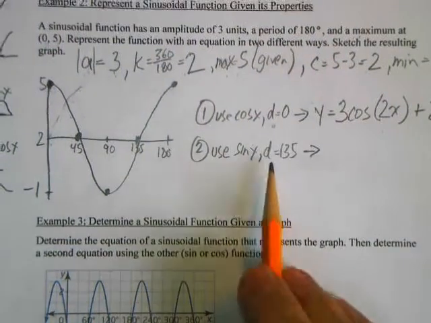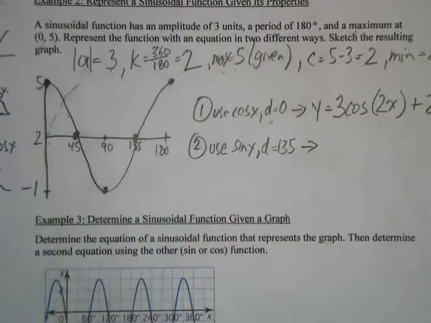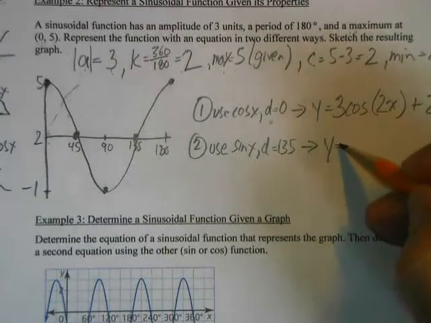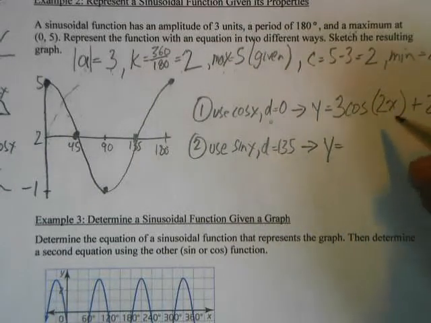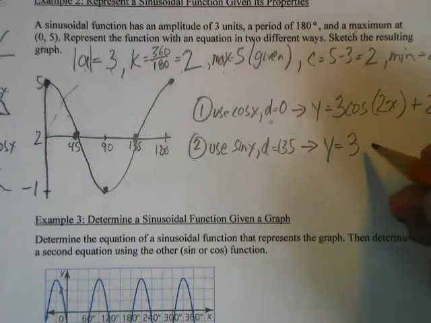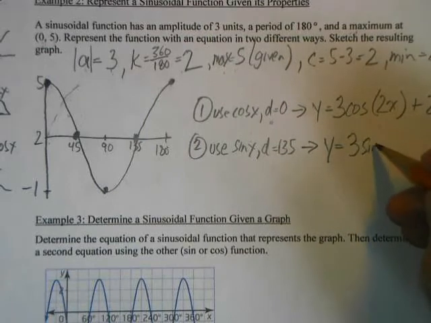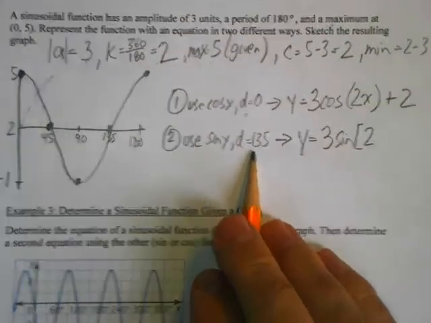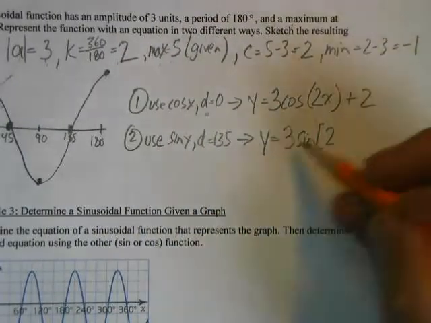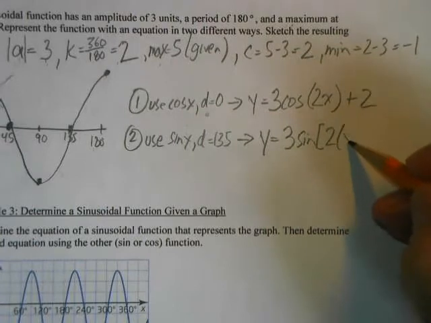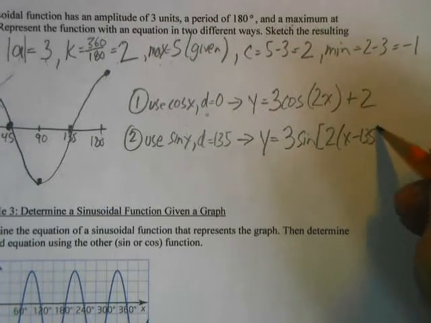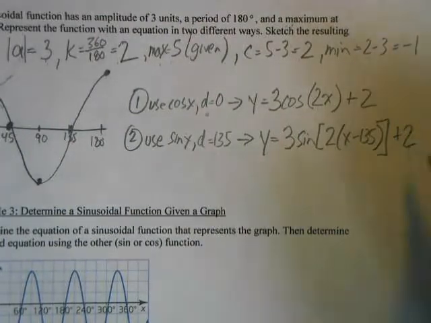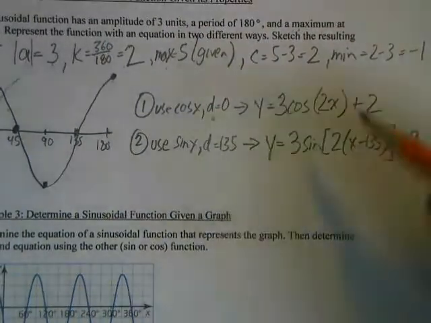So now I just use these along with my A, K and C values from above, and now the equation looks like this. So now it's 3 sine, and now I'm going to have my 2 from my K, but now that I've got a D value, I have to put it in brackets with the X. So it's X minus D, which means X minus 135, square bracket to end it off, and then my plus 2 from before. Okay, so hopefully you can see the similarities.